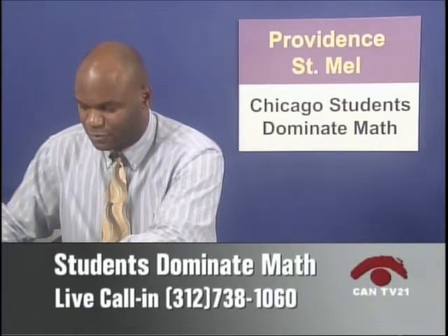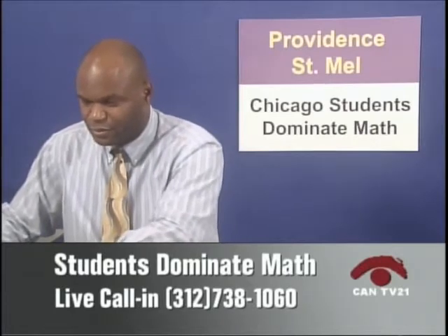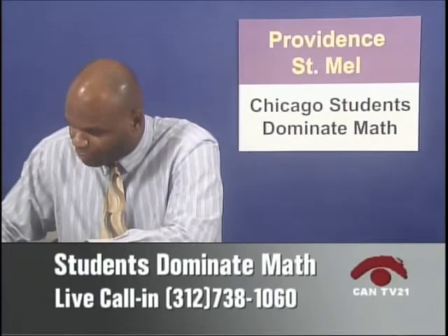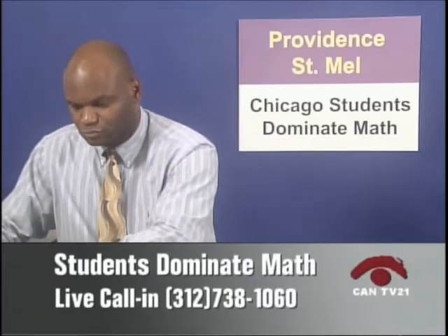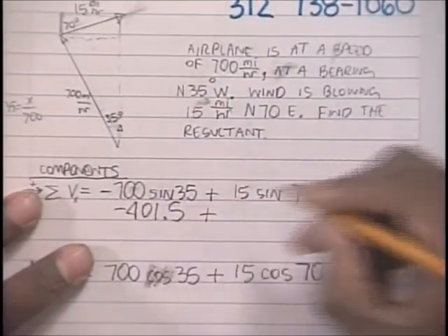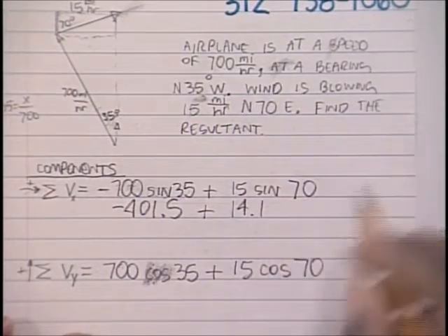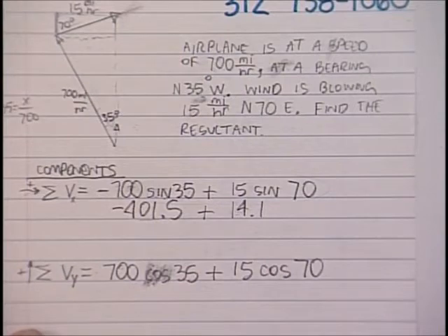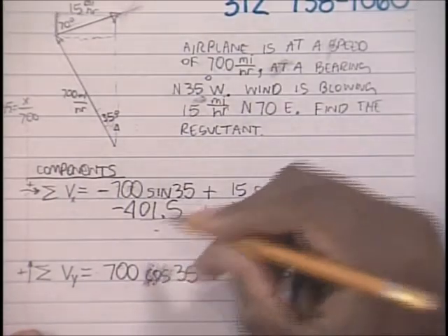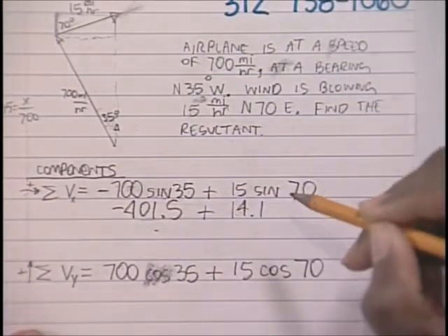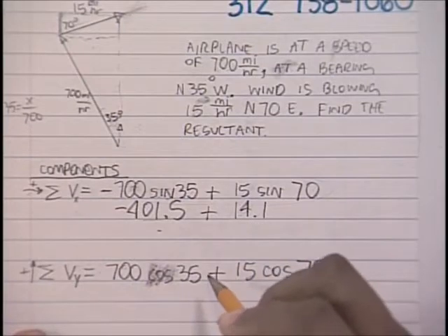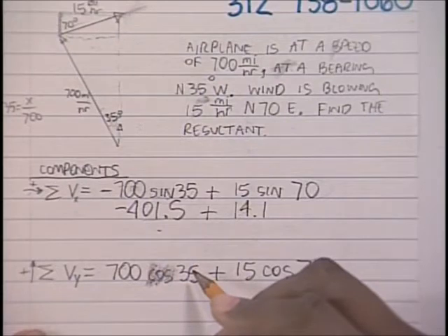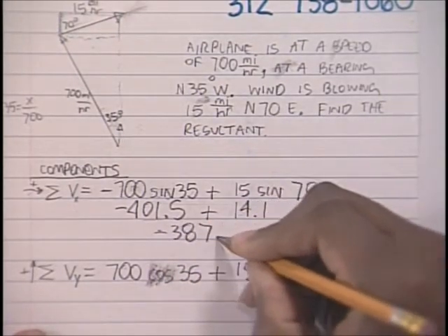The negative 700 times sine 35, what is that? Negative 401.5. All right, turn your television down, okay, and just talk to me through the telephone. And 15 sine 70 is 14.1. Then you add those together. Negative 401.5 plus 14.1 is negative 387.4.